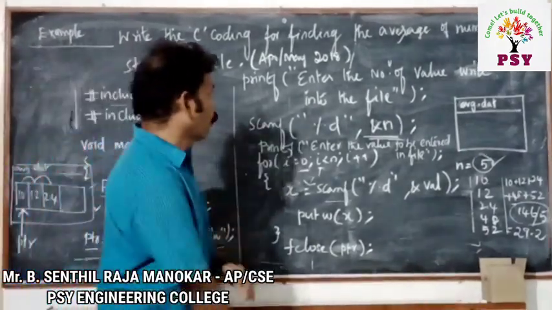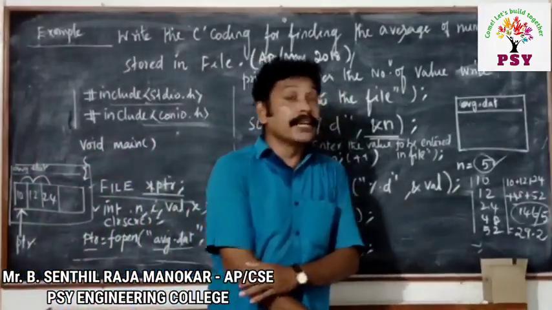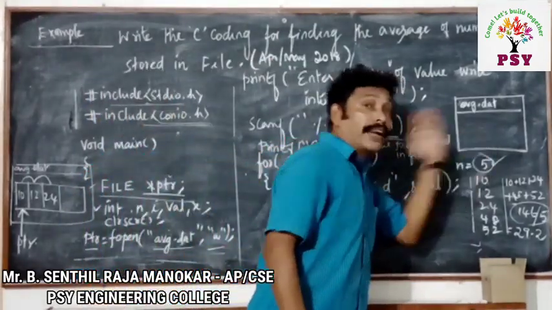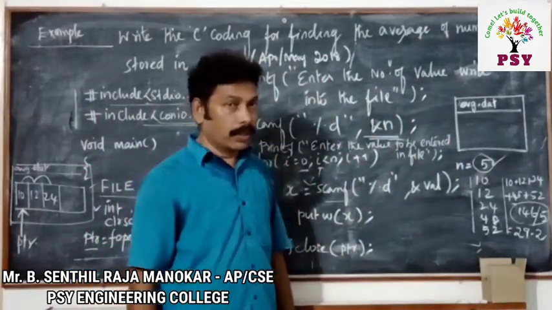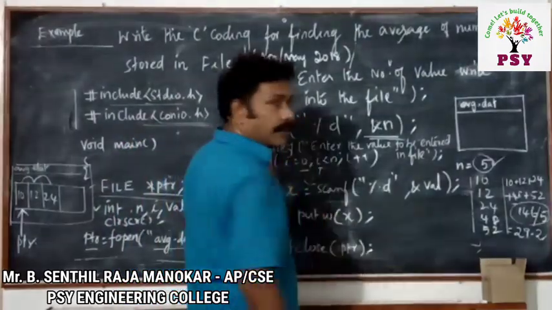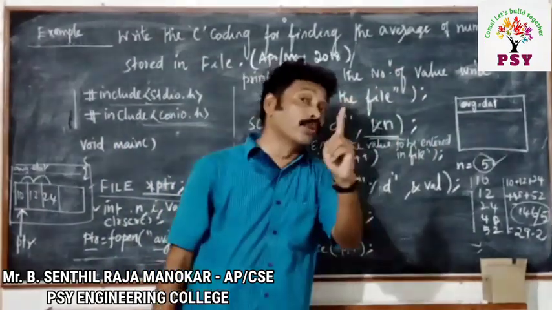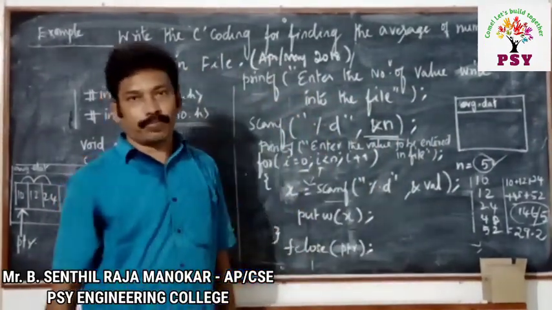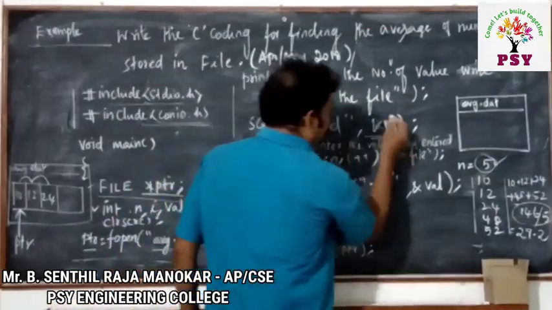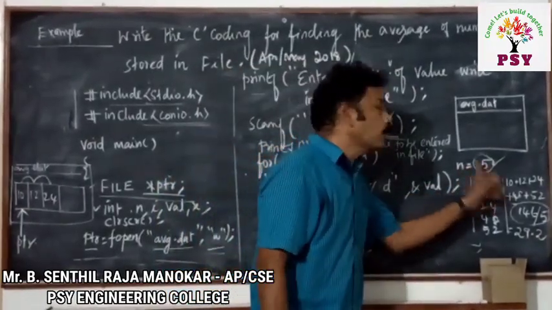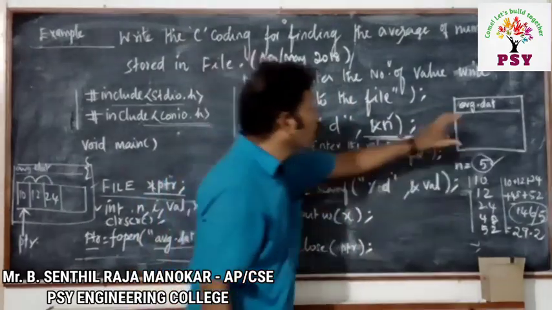Okay, come to the point now. Now I am going to fix how many values I am going to write into the avg.dat file. That is why I have the printf function where I declare "enter number of values to write into the file". So I fixed that value through the n variable. Now as per the example, n is equal to 5. There are 5 values I am going to write here.